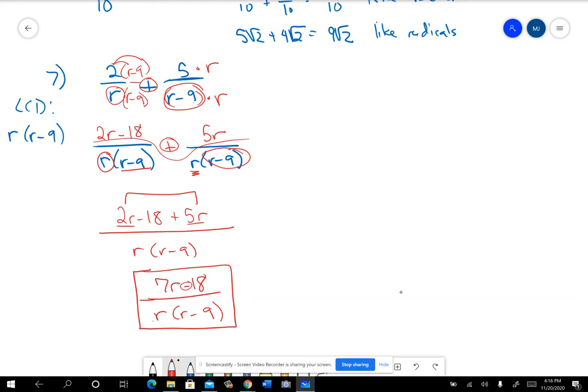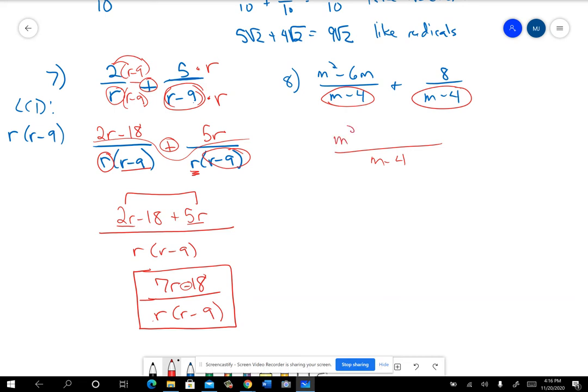Let's go ahead and look at number 8. On number 8, I have m squared minus 6m over m minus 4 plus 8 over m minus 4. This one already has common denominators. So the LCD is m minus 4, and I don't need to go find it. I already have it. So what I'm ready to do is get the numerator written. That's going to be m squared minus 6m plus 8 all over m minus 4.